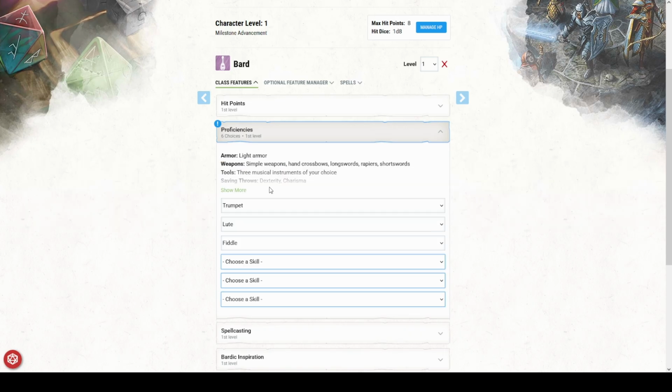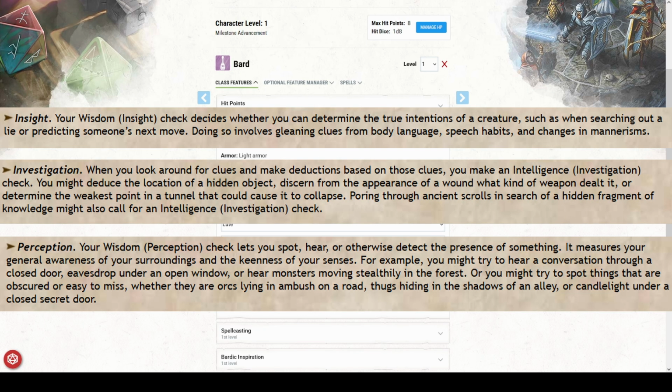Interesting thing about insight, investigation, and perception. They have passives. DMs use these differently. I interpret that as you're not always going to be told, hey, roll this, because sometimes that breaks immersion. Not every GM is going to tell you when to roll. Sometimes you're going to walk into a room, step on a trap, and be like, why the hell wasn't I told that there was a trap?